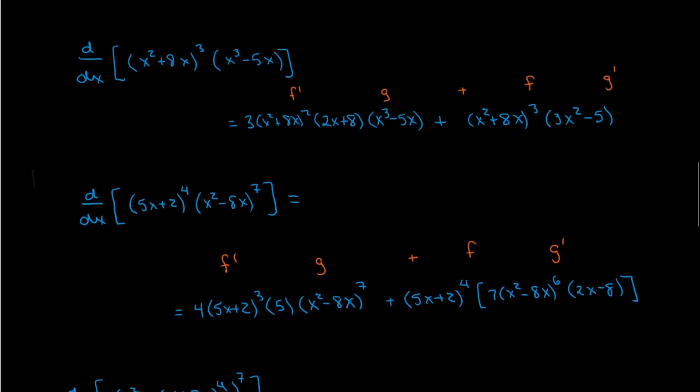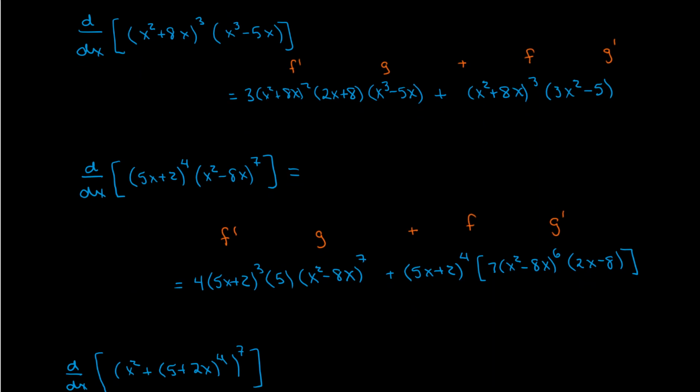All right, let's take a look at something like this one. Notice here that we have something times something else. That means we got a product. That means we need to first use the product rule. Oh, the product rule. You should remember that. That's f prime g plus f g prime.